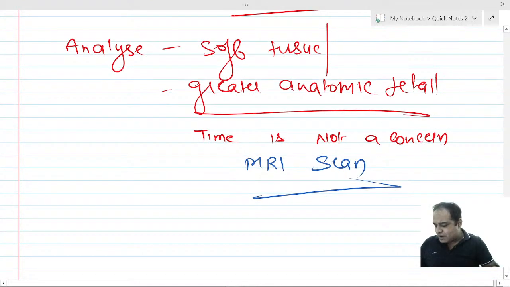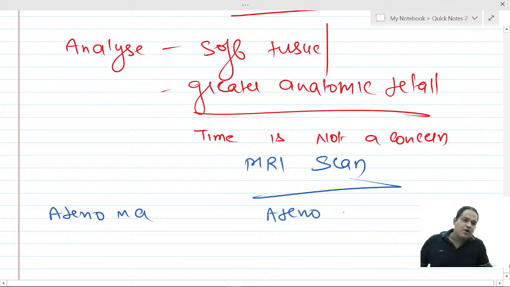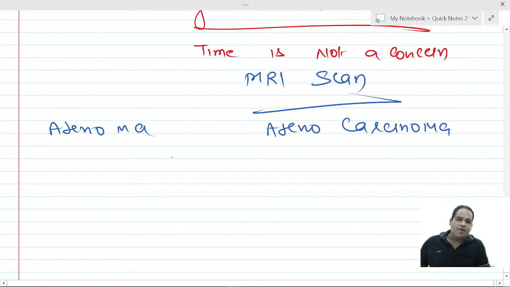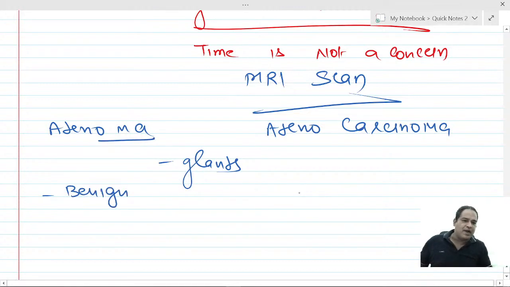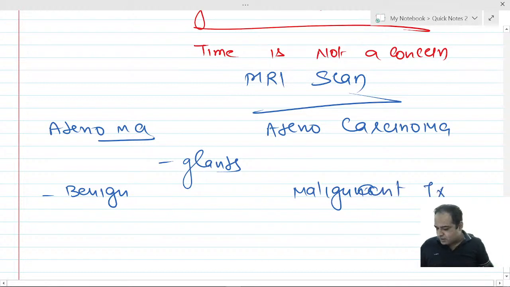Basal cell carcinoma is arising from epithelial tissue. Fine. Adenoma. See the word adenoma and adenocarcinoma. Common thing is that they both arise from glands. Adenoma, the word oma means it is a benign tumor. Adenocarcinoma means it is a malignant tumor. Malignant tumor arising from the glands.